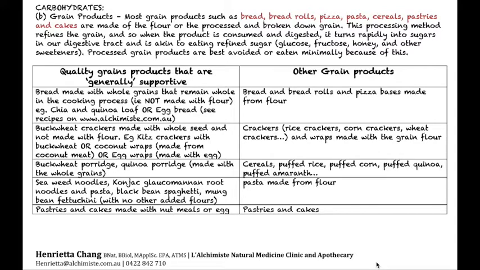So as you can see on the left-hand side with quality grain products that are more supportive, it's breads made with whole grains that remain whole in the cooking process. We've got some amazing recipes on our website, www.alchemist.com.au, and there's some things with, like your chia and quinoa loaf or your egg breads. So there's a whole bunch of things you can look at there.